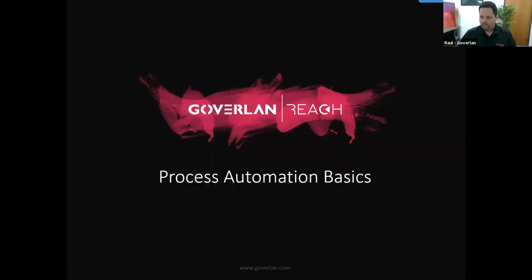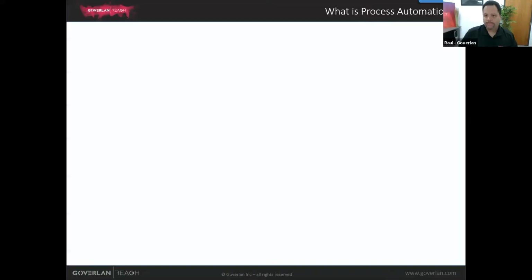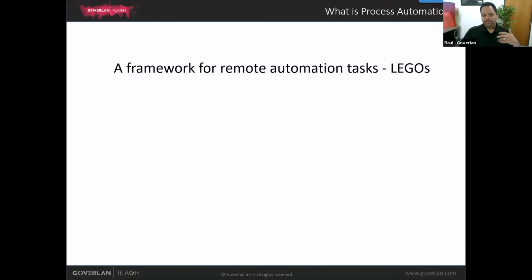All right, so the first thing we're going to do is talk about what a process automation is. I define process automations as a framework for remote automation tasks, right? It's kind of the Legos of Goverlan. You have a series of things you need to do. Some of it involves commands, some of it involves reporting and things you might want to change. And you take those Legos and stick them together to make the thing that you need to do.